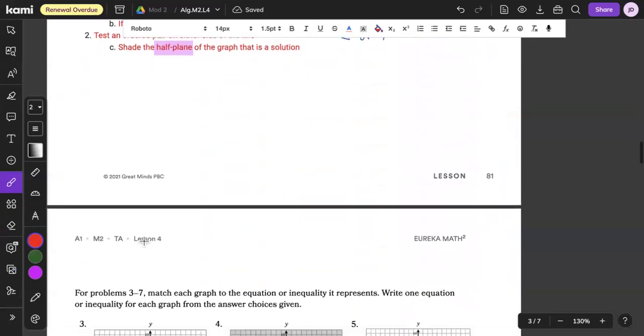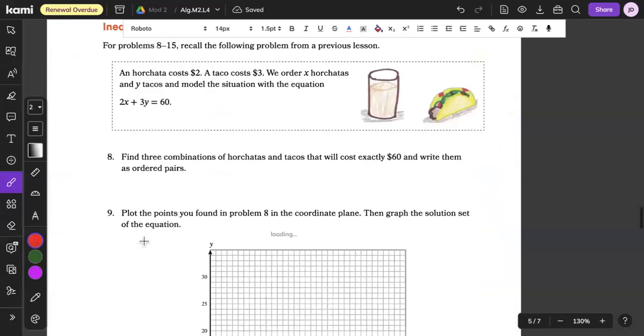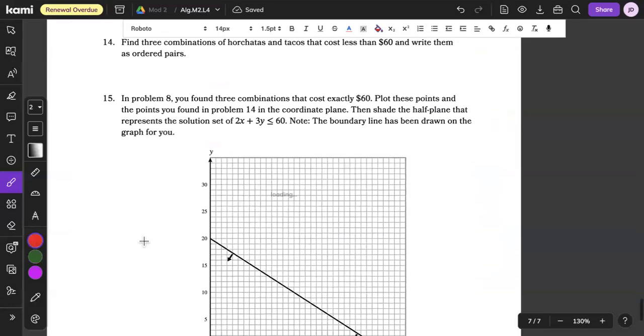The rest of the lesson, you can use this to help you do on your own. Get your notes checked at the end, and of course, raise your hand if you have any questions.